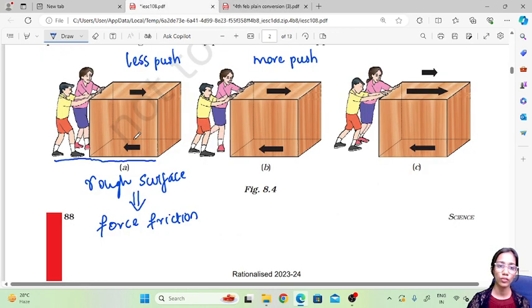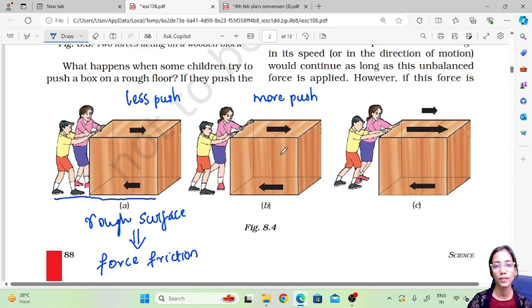So what happens over here in both the cases? The frictional force is there and the push force is there. Both the forces are the same. So they are balanced forces over here. And we know that when the forces are balanced, the objects will not move. Same thing happens over here. The frictional force is here and even the push force is there, but both are almost the same. They are balanced, so they will not be able to move.